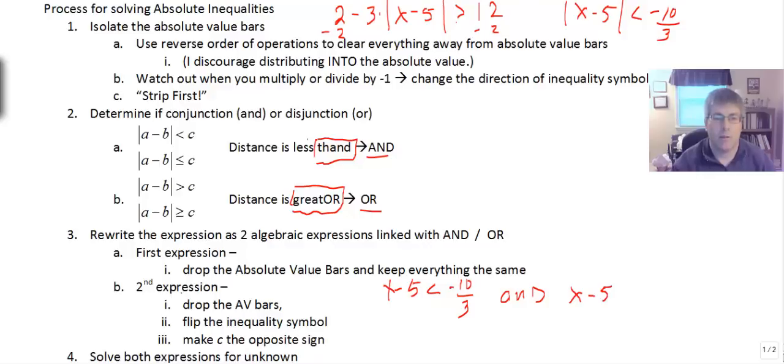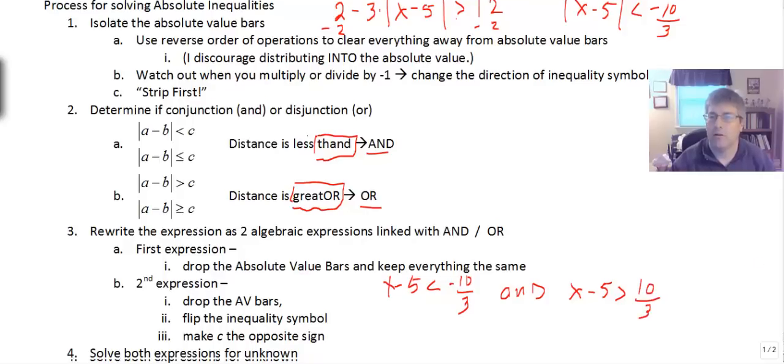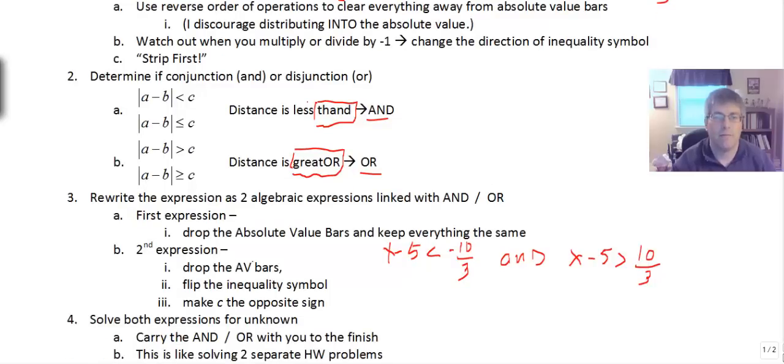In the second inequality, we would drop the absolute value bars again, so no absolute value bars. We'd flip the inequality symbol. It was originally less than, now it's going to be greater than. And then we make c, our negative 10/3, the opposite sign, positive 10/3. Okay? So this is the kind of thing we would do. Drop the absolute value bars and keep everything the same, as I've done right here.